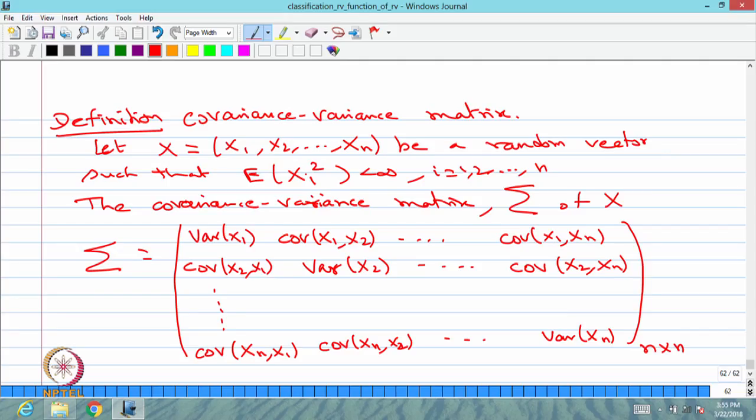By using the property that covariance of x comma y is the same as covariance of y comma x, you can conclude that this matrix is a symmetric matrix. All the diagonal elements are the variance, that is nothing but covariance of xi with xi. Therefore, it becomes the variance of xi.